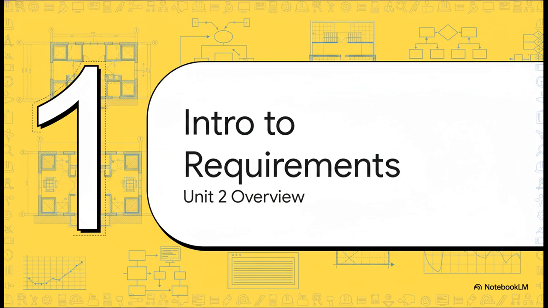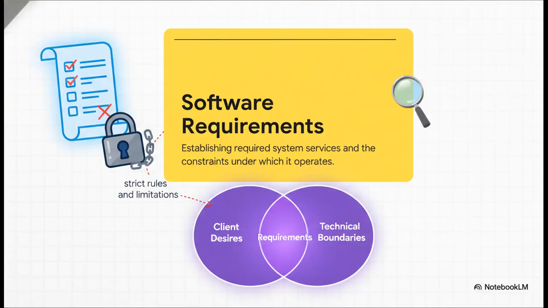All right, Section 1, Intro to Software Requirements. Let's get right to it, because before you write a single line of code, having absolute clarity on your end goal is totally non-negotiable. So what exactly is a software requirement? Well, it isn't just some simple wish list. It's the process of establishing the actual services the customer needs, alongside the strict rules and constraints under which the system has to operate. It's essentially where the client's grand pie-in-the-sky desires collide with the hard technical boundaries of reality.